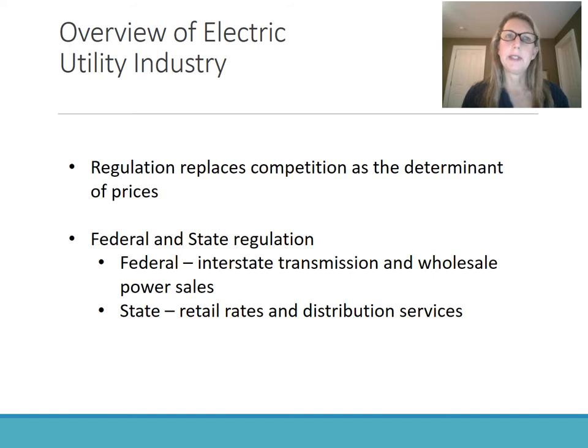So as we said, it has been determined that for the electric utility distribution business, a single provider is best able to serve the overall demand at a lower cost than multiple entities. So regulation comes into play because regulation replaces competition as a determinant of prices. Regulators are the ones that allow us to charge the prices that we charge. And there's both federal and state regulation. Federal regulators regulate interstate transmission and wholesale power sales across state lines. State regulators regulate the retail rates and the distribution services within the state boundary.